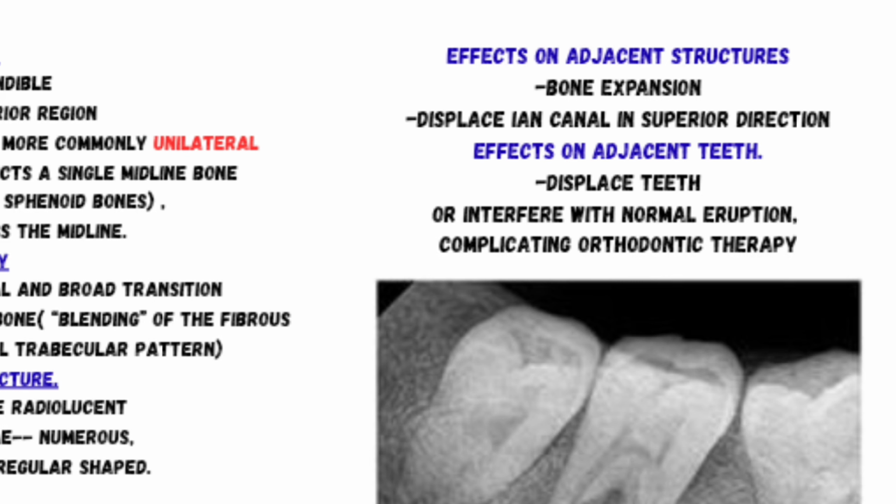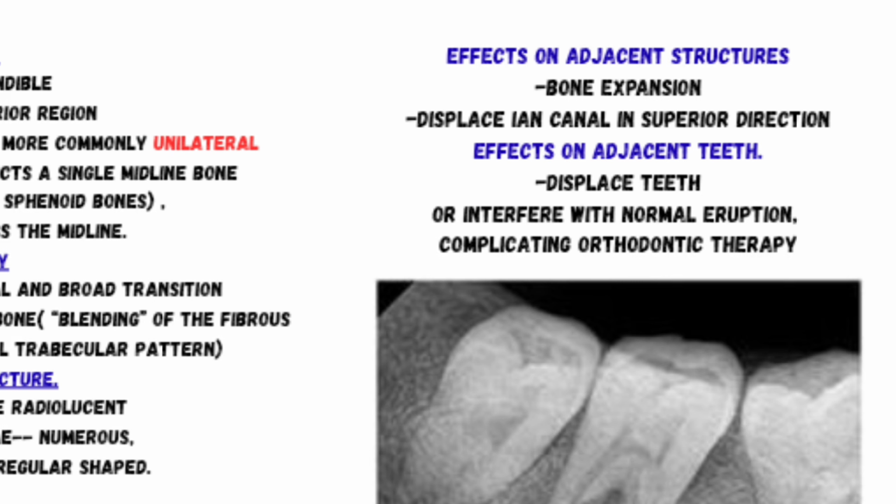The lateral wall of the maxillary sinus is the first to be impacted. The last region of the sinus to be involved is posterior superior border. You have to remember, the first to be affected is the lateral wall, the last to be affected is the posterior superior wall. Coming to the effects on adjacent teeth.